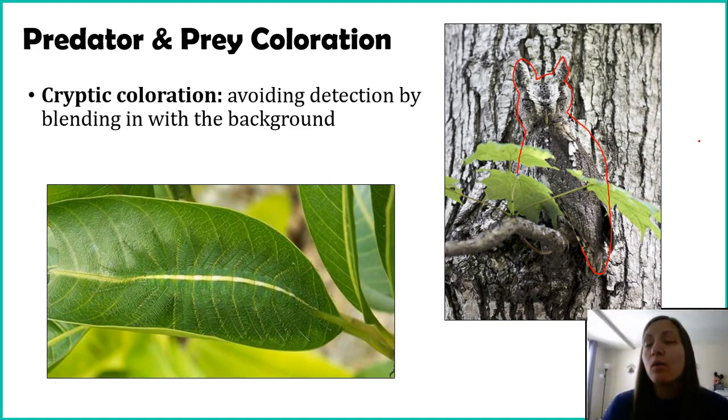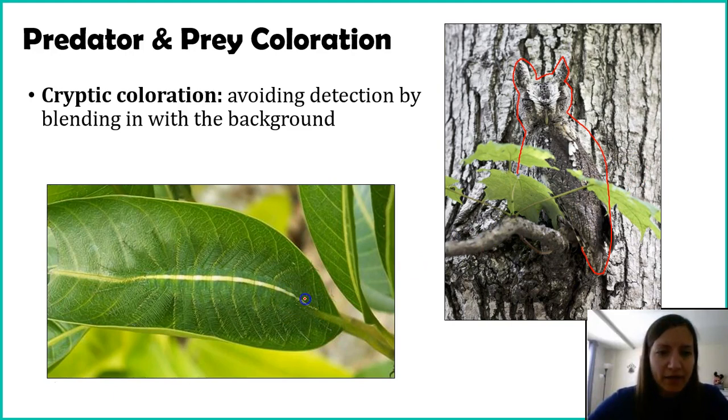Whereas if this owl was bright pink, it would be a lot harder for it to hunt because its prey would know it's coming, meaning it has to expend more energy to get food. And so again, evolution is favoring blending in more because you're likely to be more successful. Same thing with our prey items.